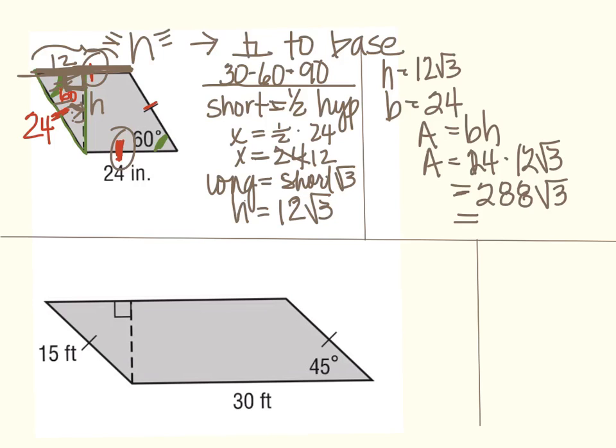Now, if you are insistent, you multiply 288 times the square root of 3. But by golly, if you're going to do that, you better round appropriately. If you're going to multiply, you better round correctly, or I'm not going to give you credit, okay? So 288 times the square root of 3 is 498.8, because we're going to round. We round to the nearest tenth unless otherwise specified.